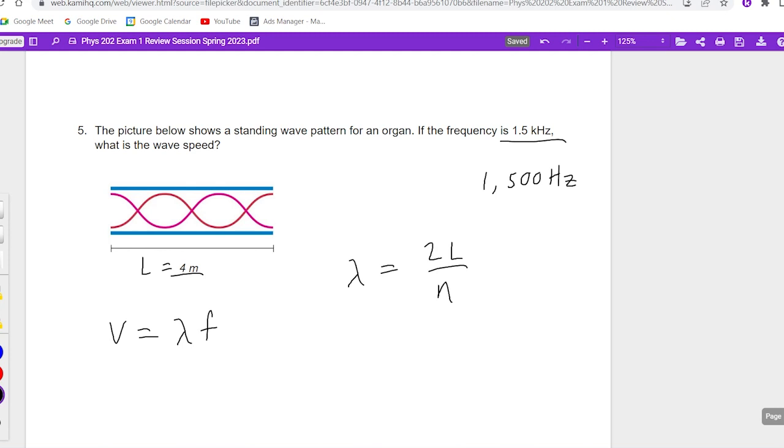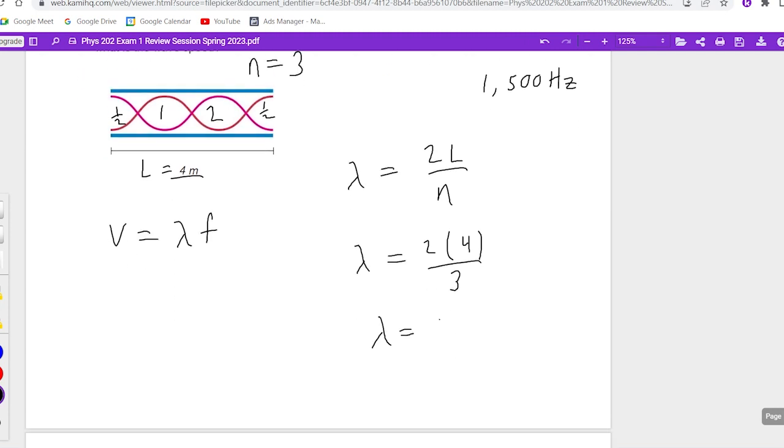Here's my advice to you to find n. All you need to do is say, how many loops do you have? It looks like I have 1 loop, 2 loops, and the 2 half loops gets me to 3. That means n equals 3. Okay, this is the third harmonic, this picture. So that means lambda equals 2 times L, which is 4, divided by 3.